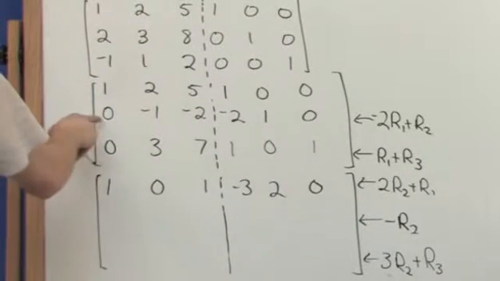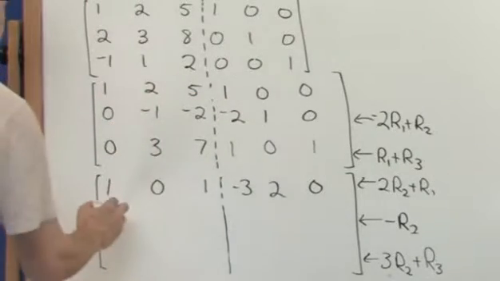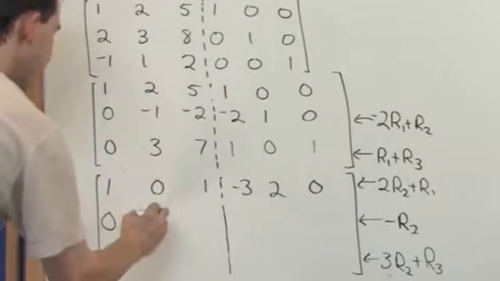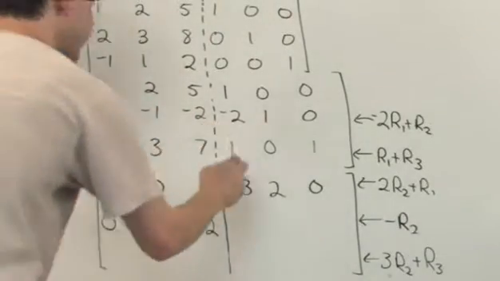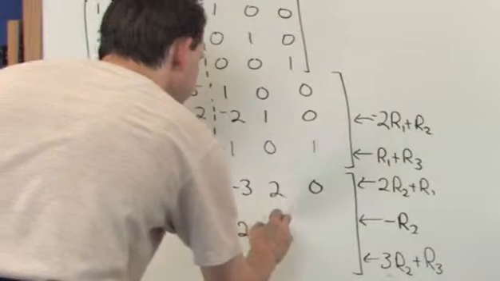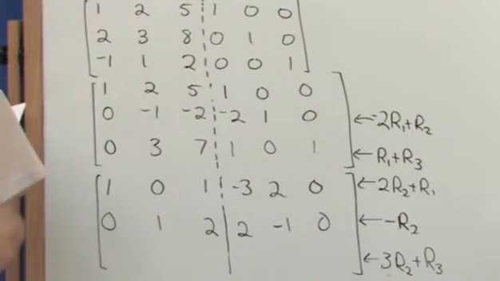In the second line, I want to make this a positive 1, so I'm just going to negate the whole line, multiply by negative 1. That's going to be a 0. This is going to be a 1. Multiply by negative 1 here, you're going to get a 2. Multiply by negative 1 here, you're going to get a 2. Here, you're going to get a negative 1. Here, you're going to get a 0.